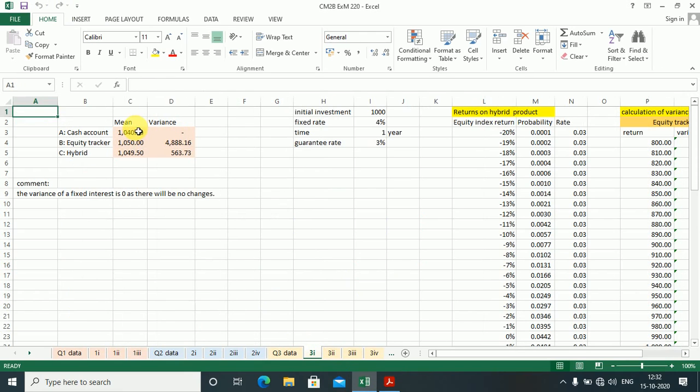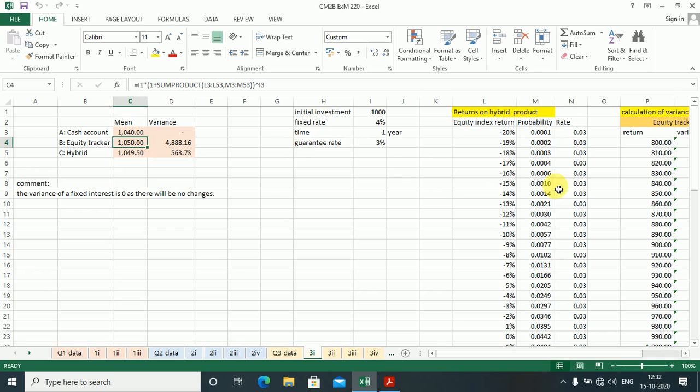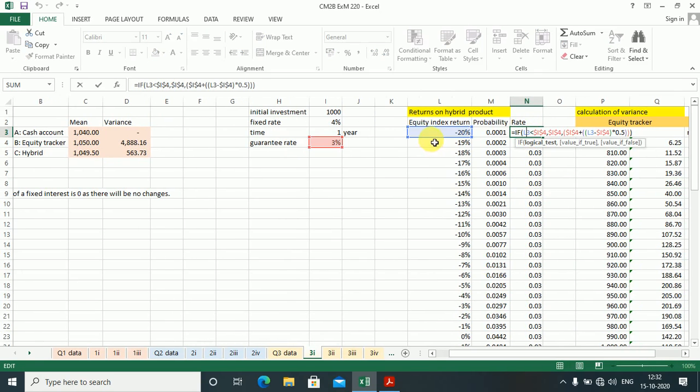So for the risk-free cash account, it is just 1000 into 1 plus 4% to the power 1. For the equity tracker, we have been given the equity return and the probability. So 1 plus the sum product of equity return and probability, into 1000 to the power 1. And for the hybrid case, we have been given the formula. So we will put the formula that if our return is less than or equal to 3%, then we will get 3%. Otherwise, we will get 3% plus this minus 3% into 0.5, which has been given in the question.